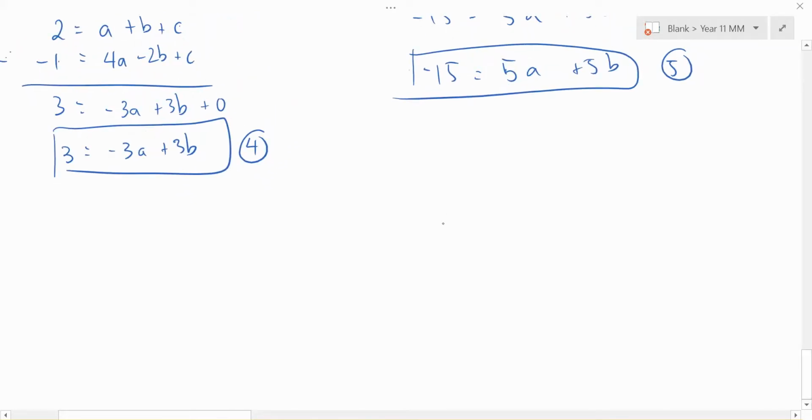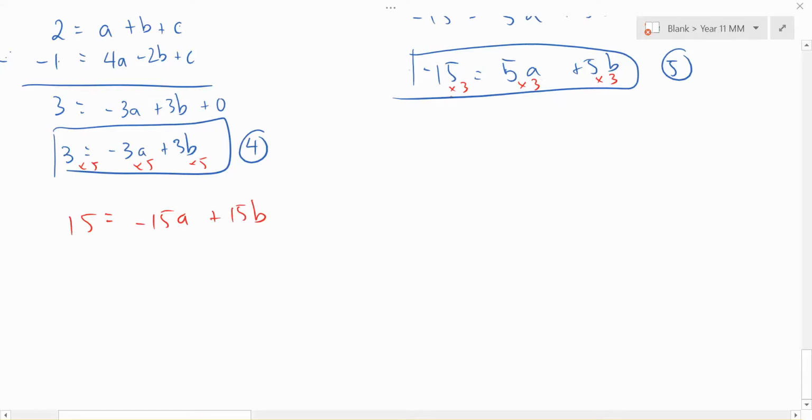So let's have a look at 4 and 5. None of the quantities are the same. This has 5a, this has -3a. This is 5b, and that's 3b. So you have to multiply them to have the same quantity. What I'm going to do is the lowest common multiple between 3 and 5 is 15. So I'd have to times this by 3 throughout, and then times this by 5 throughout. If I do that, I get 15 equals -15a plus 15b.